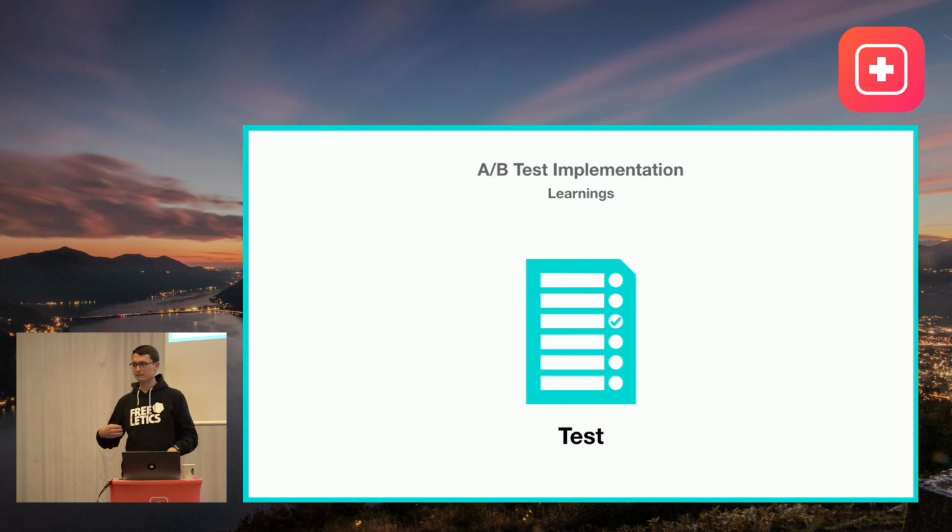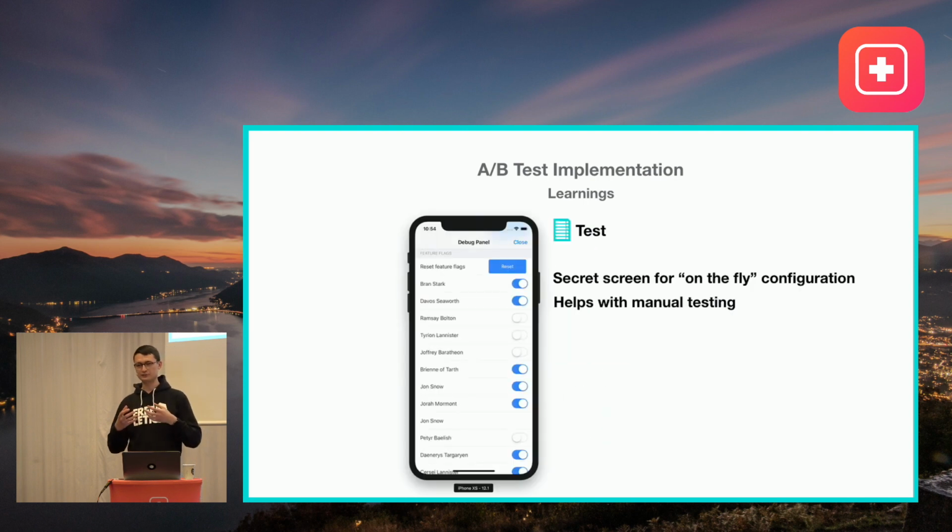Next learning will not be a surprise, but still worth mentioning. It's about testing. When you implement an A/B test, make sure that you test all scenarios: if the feature is enabled, if the feature is disabled, and sometimes you even need to test some combinations of feature flags. At Freeletics, to make manual testing easier, we have this special secret settings screen where we keep a list of available feature flags, and you can change values and, if you need, restart the application and test it manually.